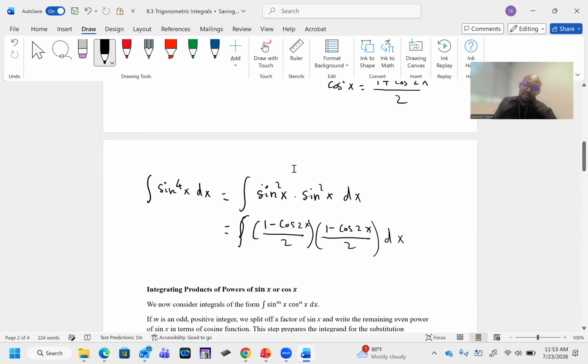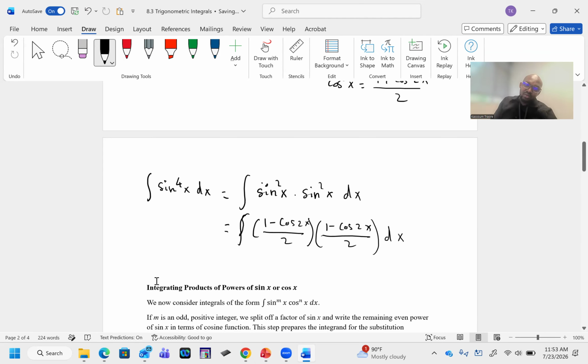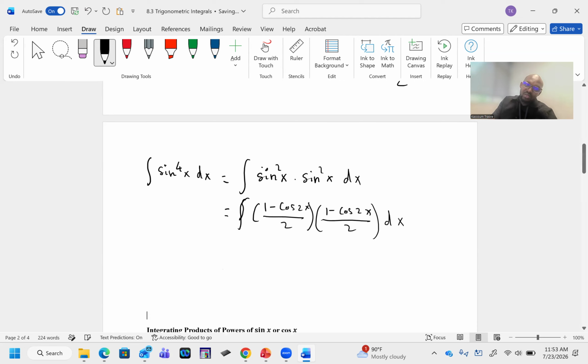Next, what can we do is distribute this one. But before I distribute, if you multiply these two denominators, it will give you 4. So I can take 1/4 out as a constant, and what is left is the integral of 1 minus cosine of 2x squared dx.